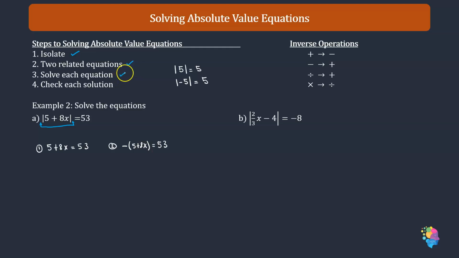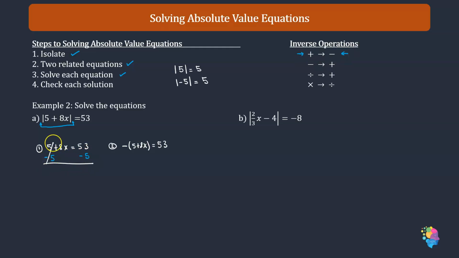Now we need to solve each equation, so let's go solve it. Right here I have 5 plus 8x is equal to 53. We're going to move the 5 first. This is a positive 5. We're going to move it by subtracting.